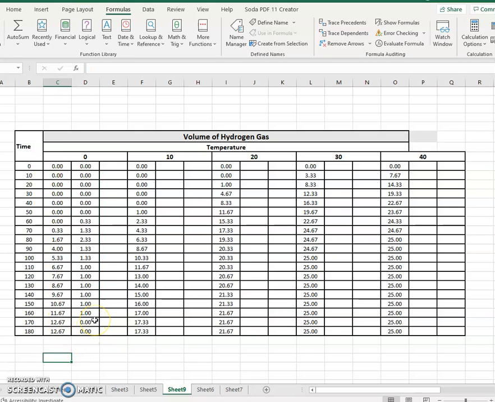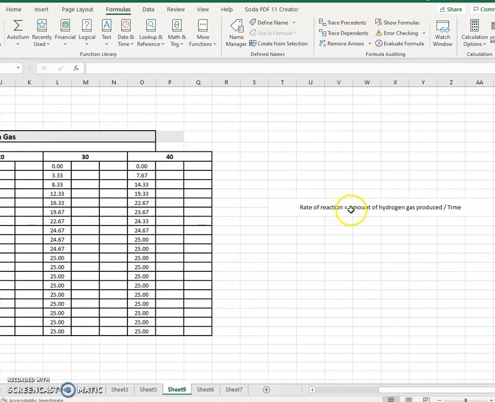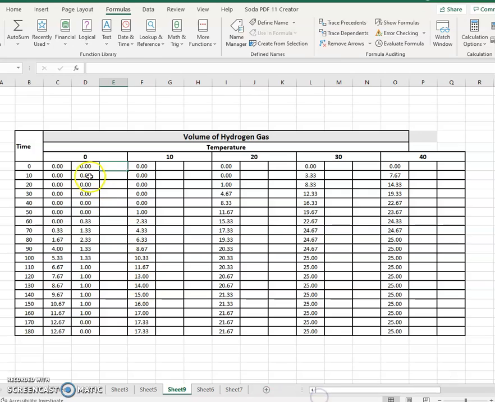Okay, now all I have to do is do another little program here, and turn these into the rates of reactions. So I know the formula is rate of reaction equals amount of hydrogen gas produced divided by time. And I have the amount of hydrogen gas produced at each 10-second interval, and the time is 10 seconds.